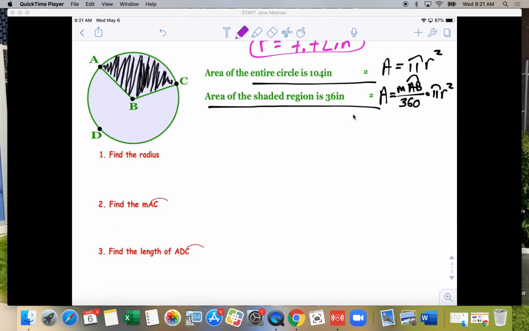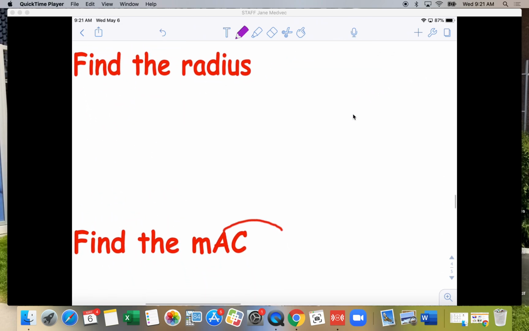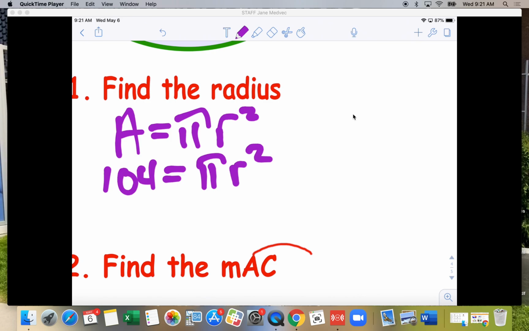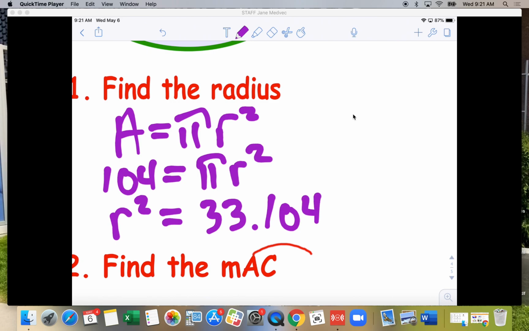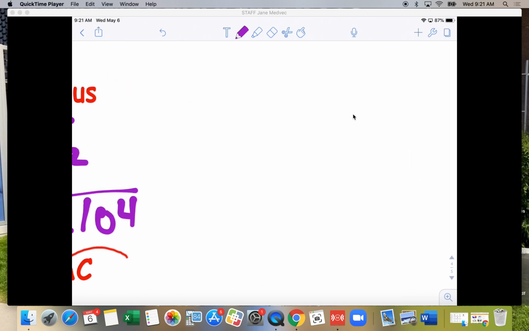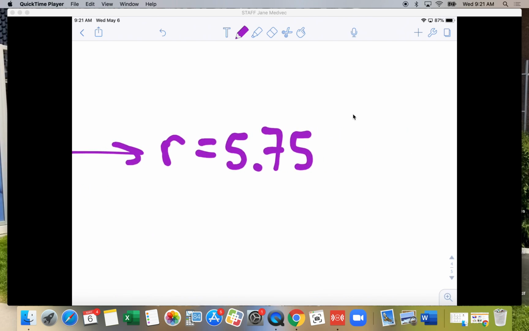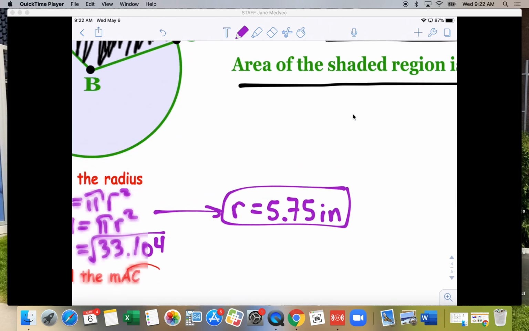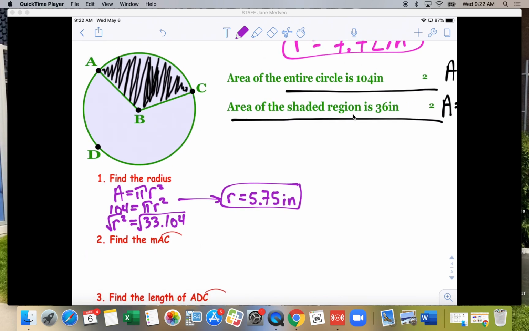I think it's easier. So on this problem, area equals pi r squared. They gave me the area of the entire circle, which is 104 pi. I'm going to divide by pi, so r squared equals 33.104. I'm going to square root both sides, and I end up with my radius equaling 5.75, and that would be inches. It's not inches squared because that is not the area. So you'll notice that I found that using the entire area on the first problem was the easiest.